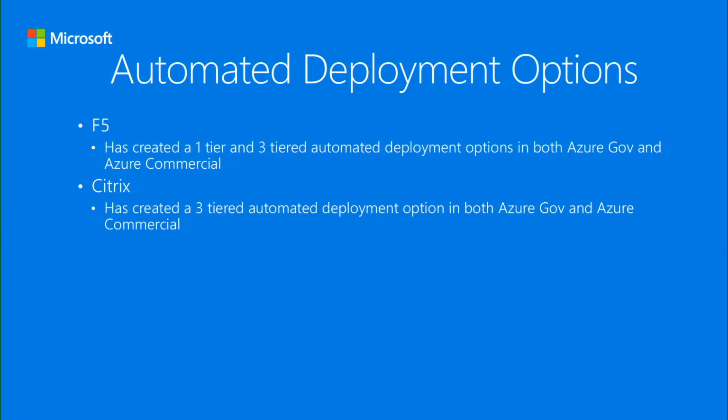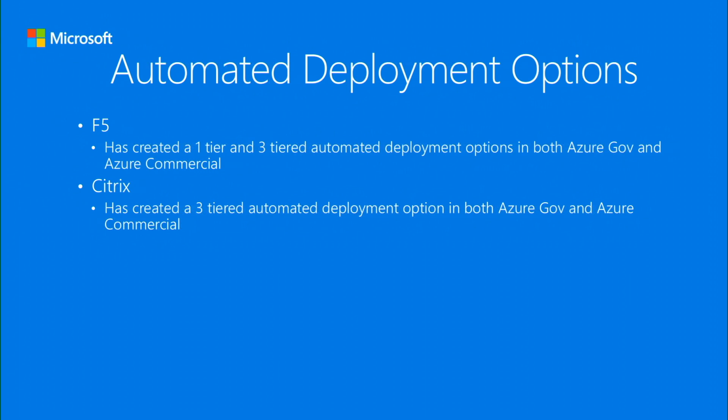Okay, all right, great. So with that, I mentioned that we had automated template deployments. Right now we have three automated template deployment options. One of them is using F5 at the core for the network virtual appliances, and with F5 we've got a one-tiered architecture, which is what I showed in the diagram. Essentially just an HA pair of F5s in the core of this architecture.